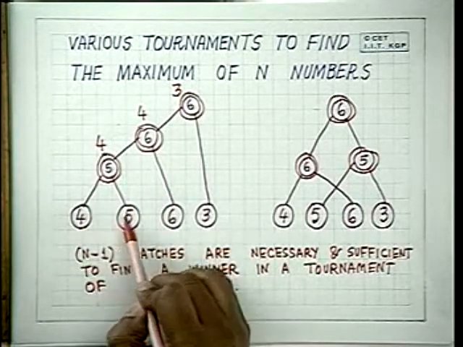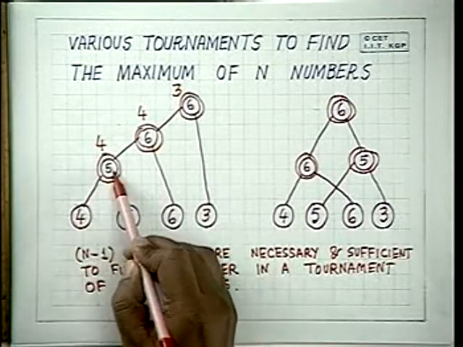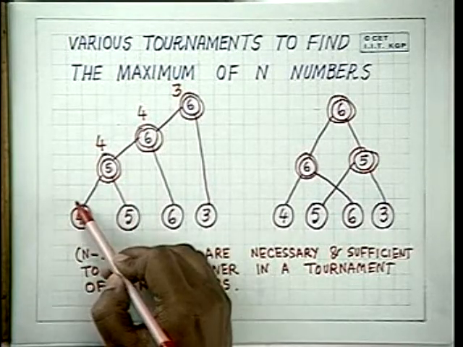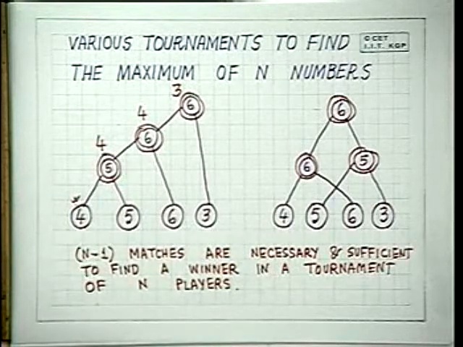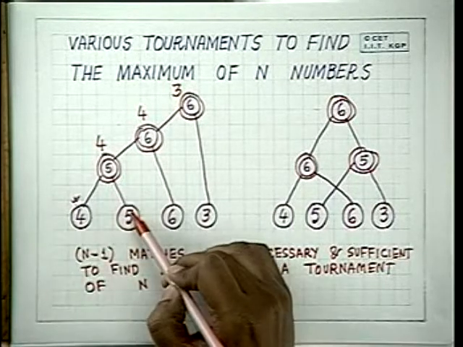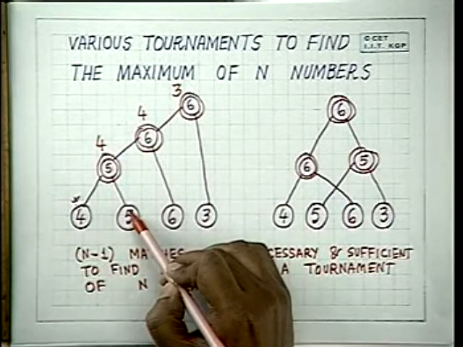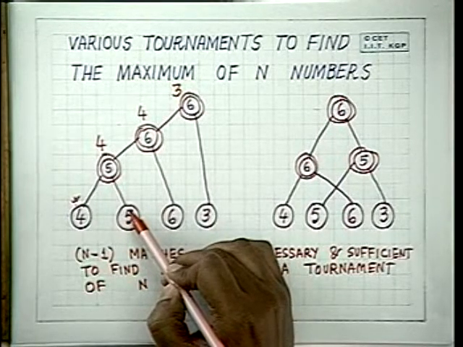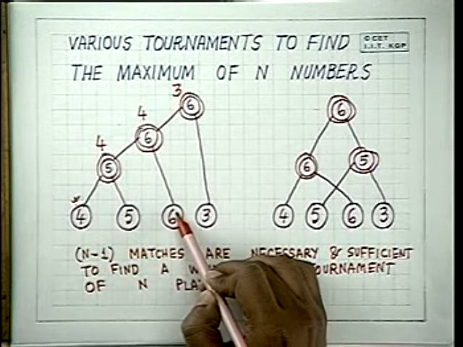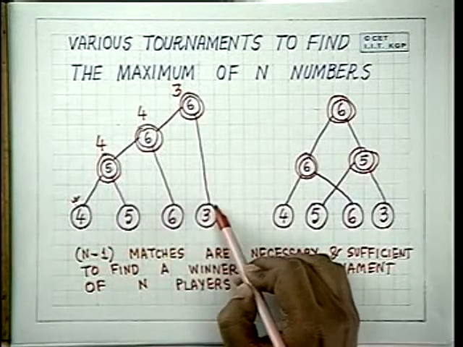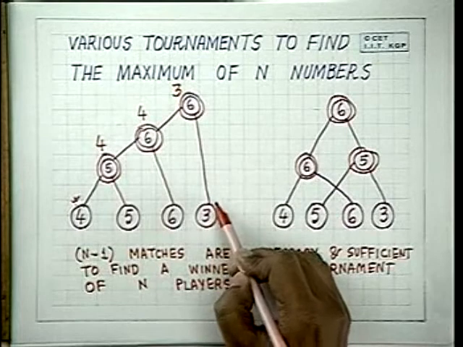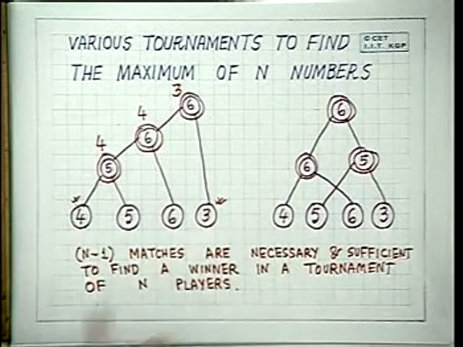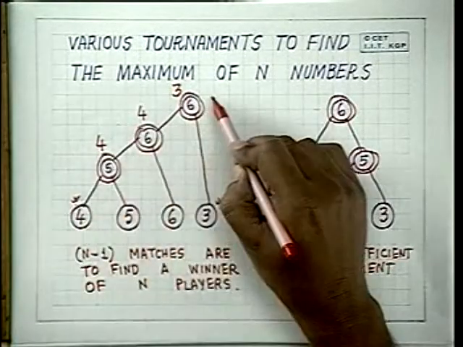So now 4 and 5, 4 has lost to 5. So 4 must be there to compare. Now 5 has won. So if 5 has won even a single match, 5 cannot be among the minimum. 6 has won, 3 has lost. So you need to compare between 4 and 3 only. And that's what we did around here.